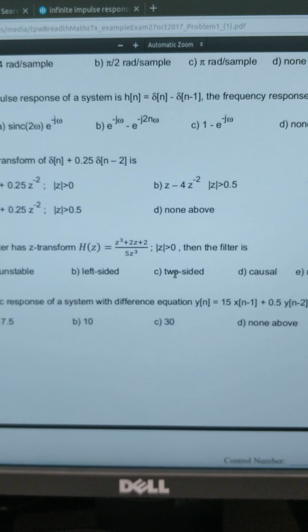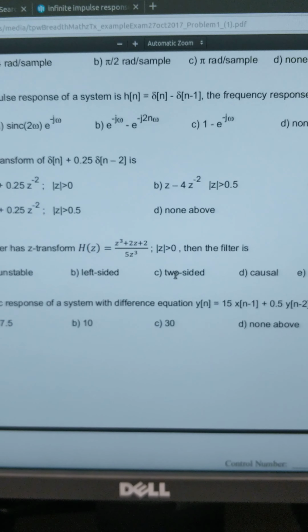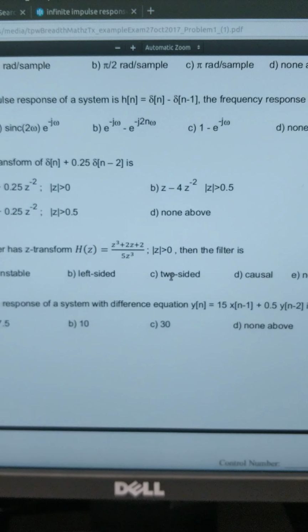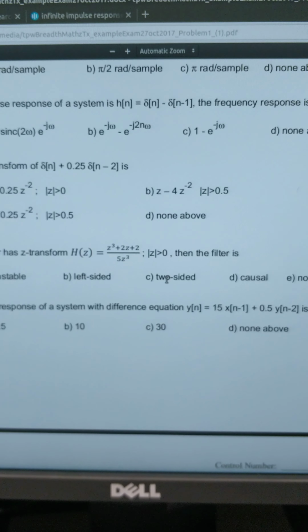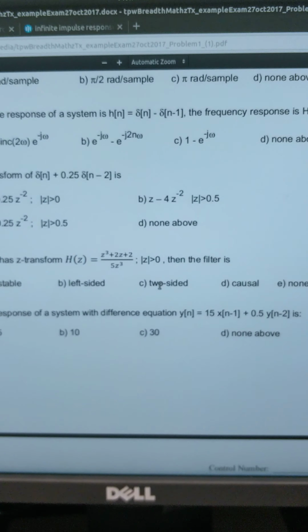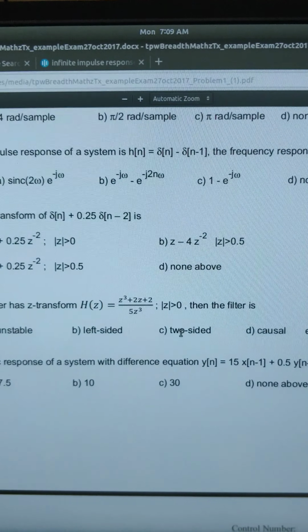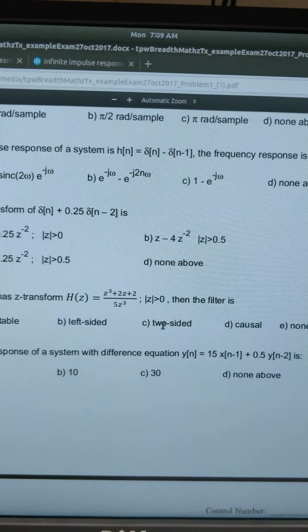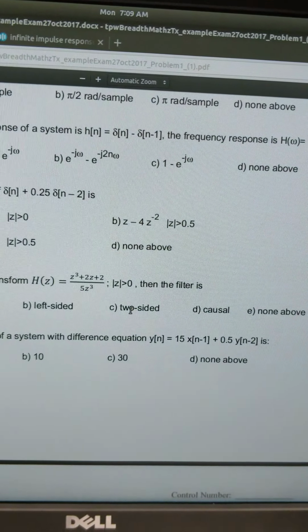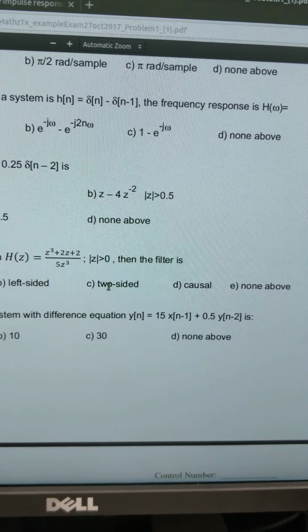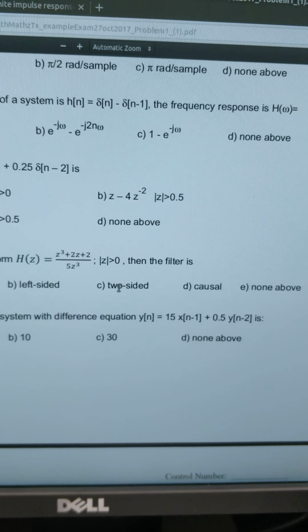Now, the question becomes, is it left-sided? In order to understand if it is left-sided, we can address if it is a right-sided causal system. So how do we determine if it is right-sided and causal? We would know that by first looking at if the system has a regions of convergence outside its outermost pole. So what are the poles? The poles are when the denominator equals 0.